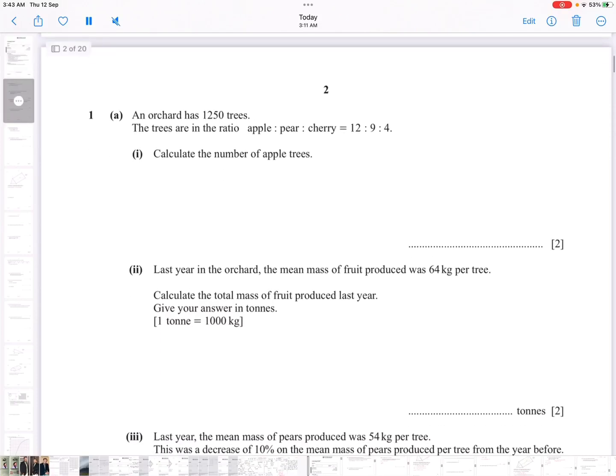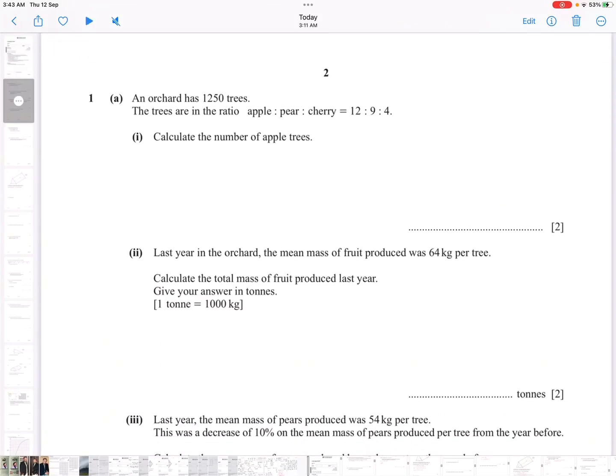In our question number 1, he says an orchard has 1250 trees. The trees are in the ratio apple to pear to cherry, 12:9:4. Calculate the number of apple trees. So first of all, you add all the given ratios, and it's 12 plus 9 plus 4. So this is 25 now.